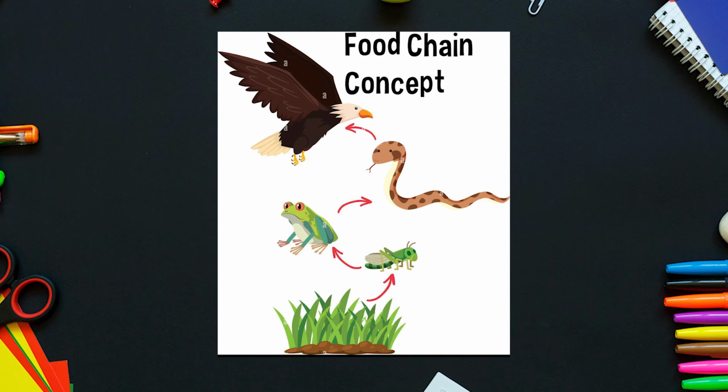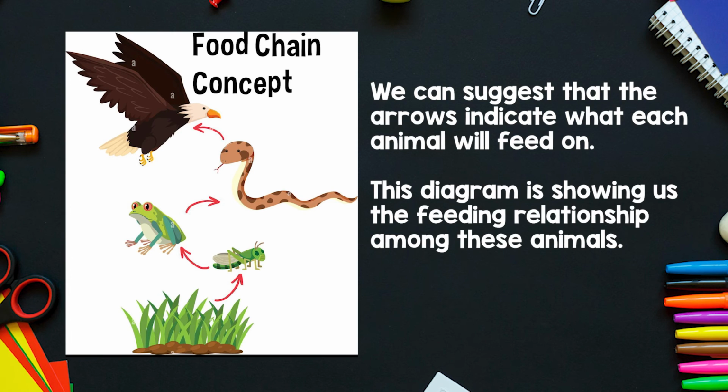Now, if you were looking at it carefully, you would have realized that there are arrows drawn from one picture to the next. Can you figure out the information given? What most likely can we say is occurring in this diagram? Now, we can suggest that the arrows indicate what each animal will feed on. Because if we look at the grass and the grasshopper, what else can we see?